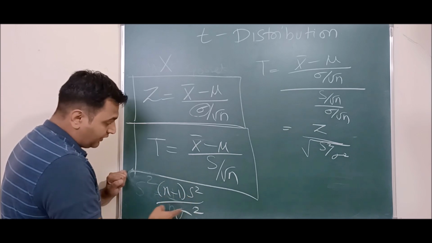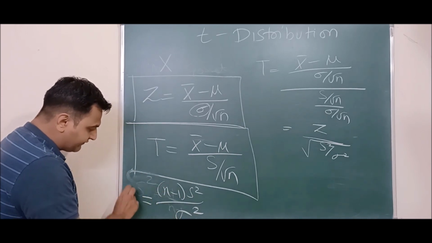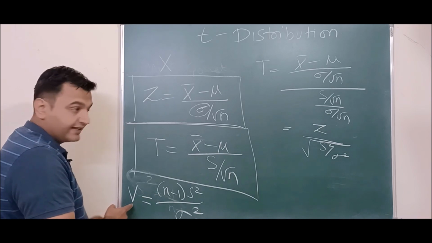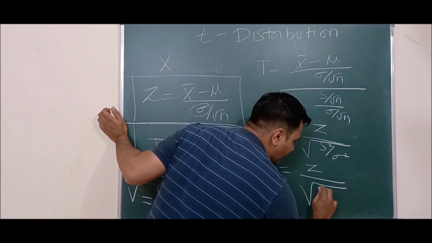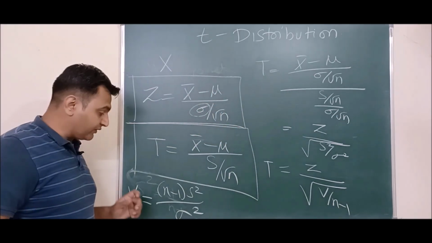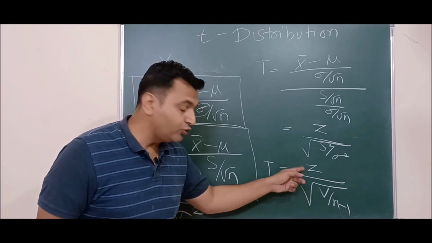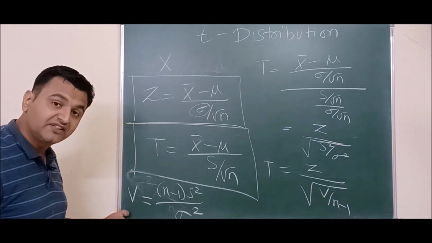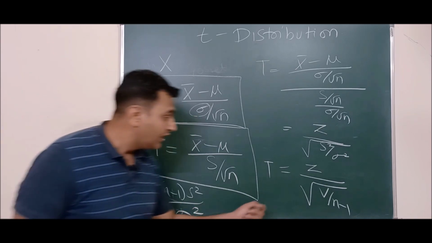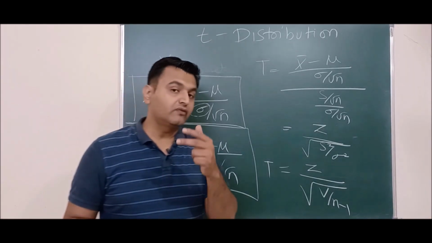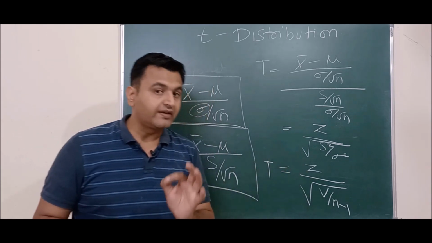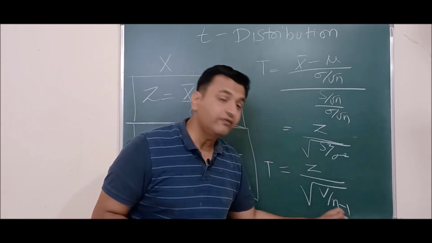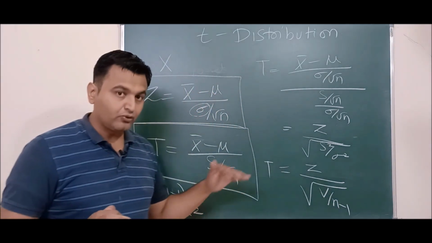So let me call this v. This v follows the chi square distribution. So what is s square upon sigma square? It is v upon n minus 1. So this ultimately is z upon the square root of v upon n minus 1. So what is t? It is a ratio of two random variables. The numerator is the standard normal random variable, and the bottom is the square root of a chi square, because v is a chi square distribution with n minus 1 degrees of freedom. So in general, the t distribution is the ratio of two random variables. The numerator is the standard normal random variable. The denominator is the square root of a chi square random variable divided by its degrees of freedom. So this is what I'm going to define right now.